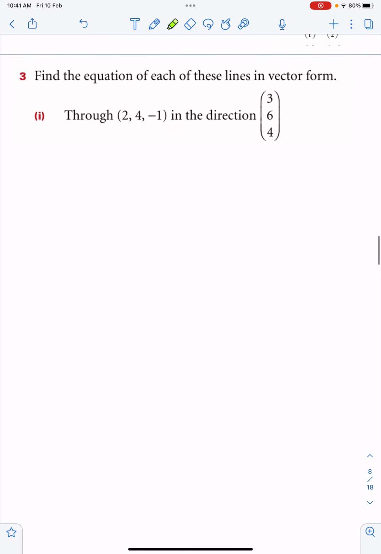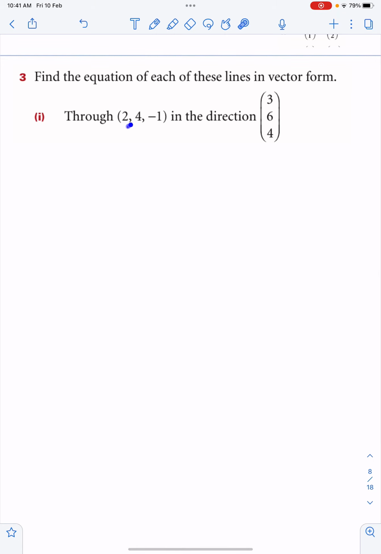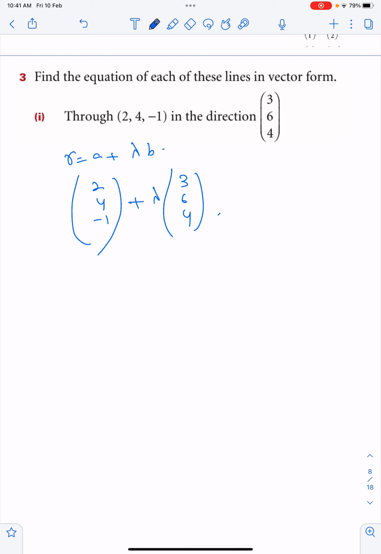Find the equation of each of these lines in vector form. We already have a point on the line and the direction vector, so we can write down the formula a plus lambda times b. We take a as a point on the line, which is (2, 4, -1), plus lambda times b, the direction vector. They've asked us to write it in vector form, so it's going to be like this only. This is the final answer.